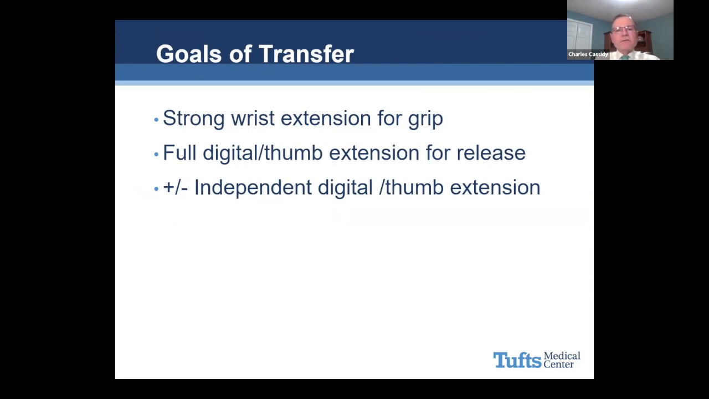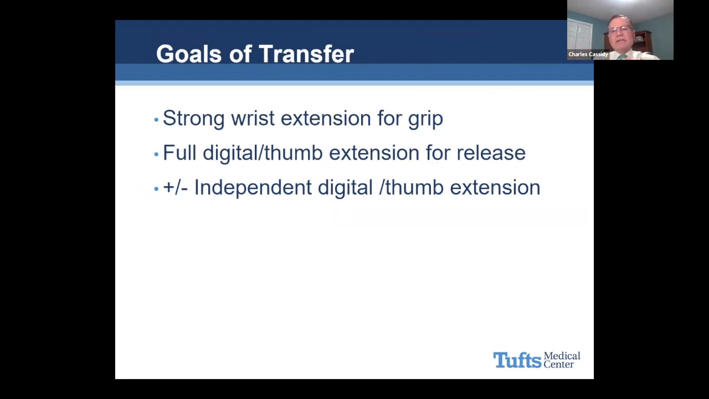So what are the goals of transfer for radial nerve palsy? Number one, strong wrist extension for grip. If you've ever seen a patient with radial nerve palsy, give them a grip meter. When they attempt to grip with the dynamometer, their wrist collapses into flexion. So in order to have good grip, you need to have a stable wrist. So strong wrist extension, very important.